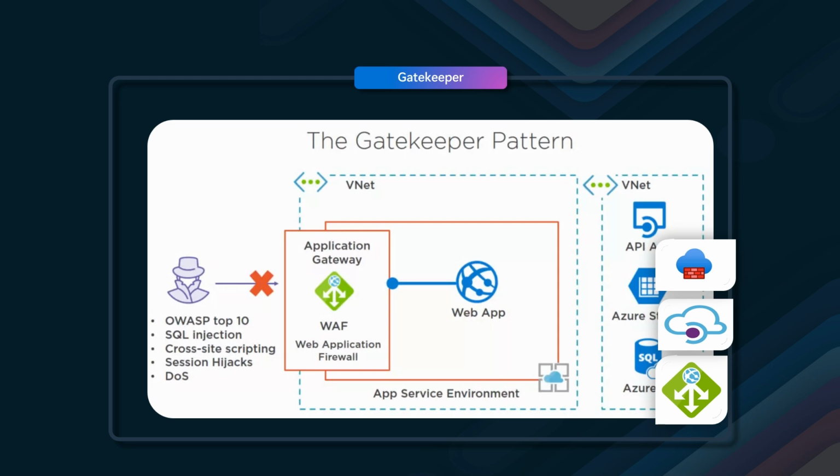Our architecture is hosted within a virtual network, which provides an isolated and secure environment for our applications. This VNet ensures that communication between different components is secure and controlled. By isolating our application environment, we reduce the attack surface and enhance the overall security posture of our architecture.